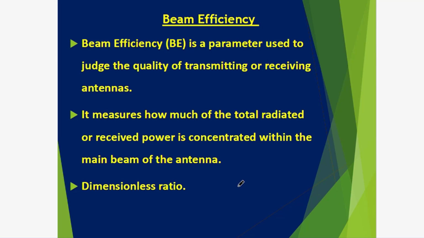Beam efficiency is used to judge the quality of a transmitting or receiving antenna, and it measures how much of the total power radiated or received is concentrated within the main beam of the antenna. What is this main beam? In the radiation pattern concept, I explained that the radiation pattern consists of a main lobe and many minor lobes. Those minor lobes consist of side lobes, back lobes, etc. So beam efficiency measures how much of the total power is concentrated in the main beam.